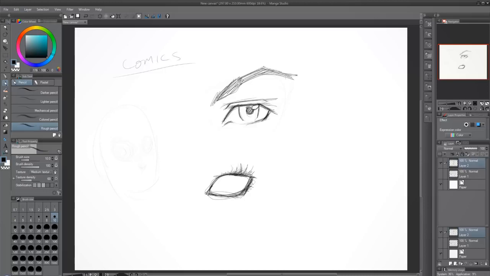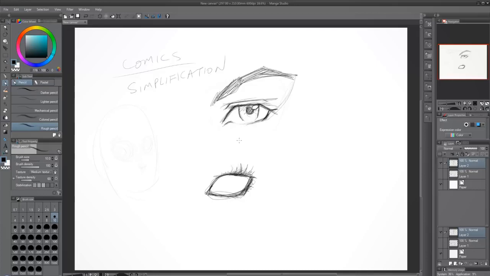So this is just a simplification. And then for different styles, you could get more or less simplified, but this is generally what happens. And I did want to cover, which I didn't mention, the highlight of the eye.